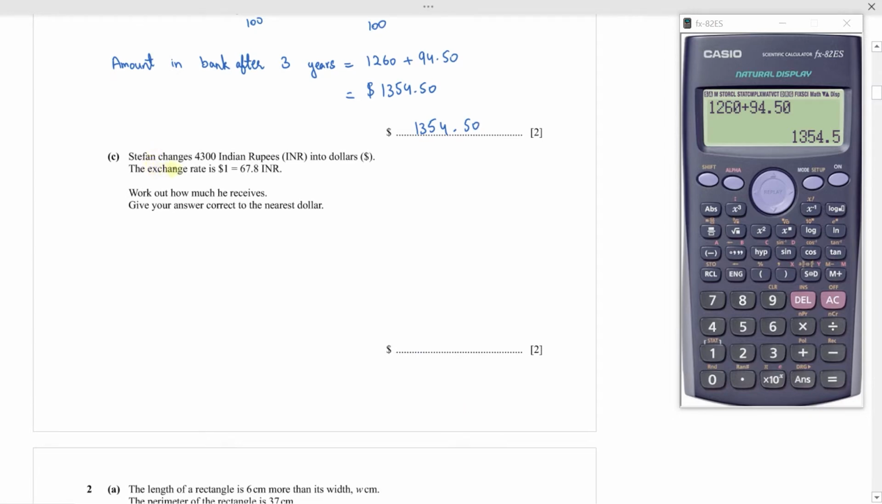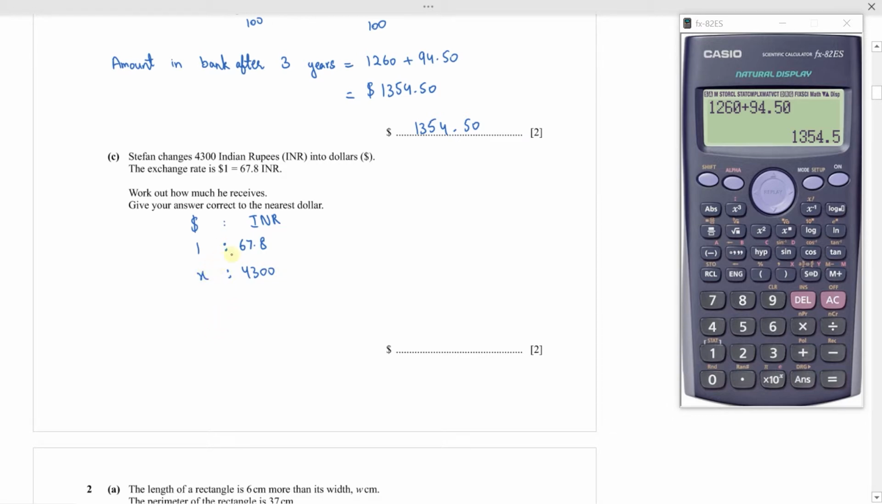Part C is Stefan changes 4,300 Indian rupees into dollars. The exchange rate is given. Work out how much he receives. Give your answer correct to the nearest dollar. So you have the ratio of dollars to Indian rupees, INR. $1 is 67.8 rupees. And Stefan changes 4,300 into dollars. So let's call them x dollars.